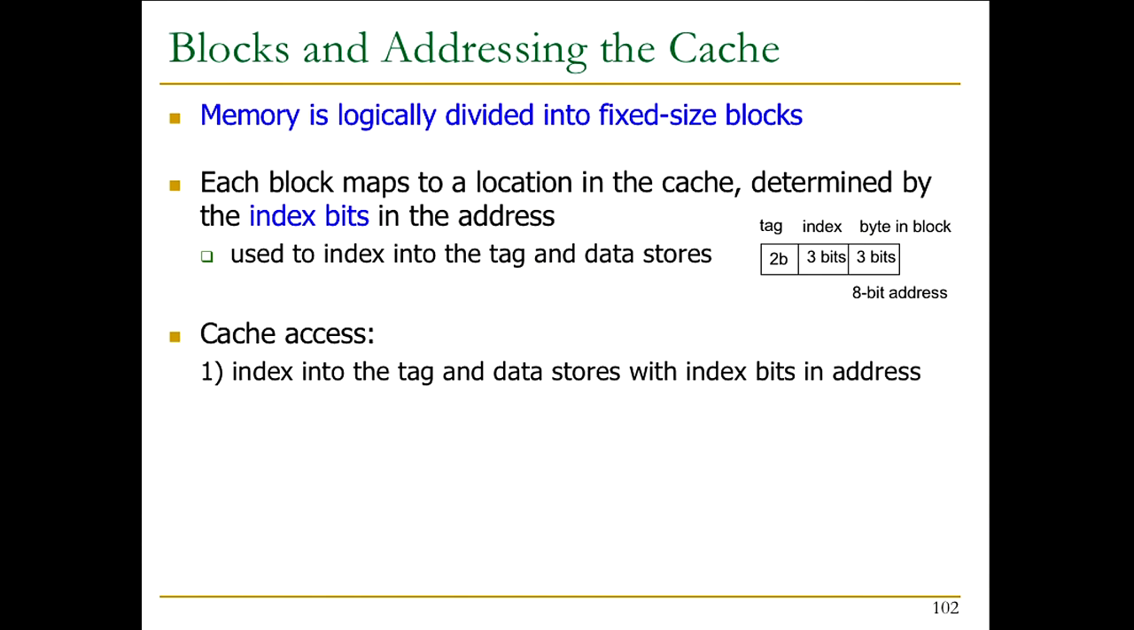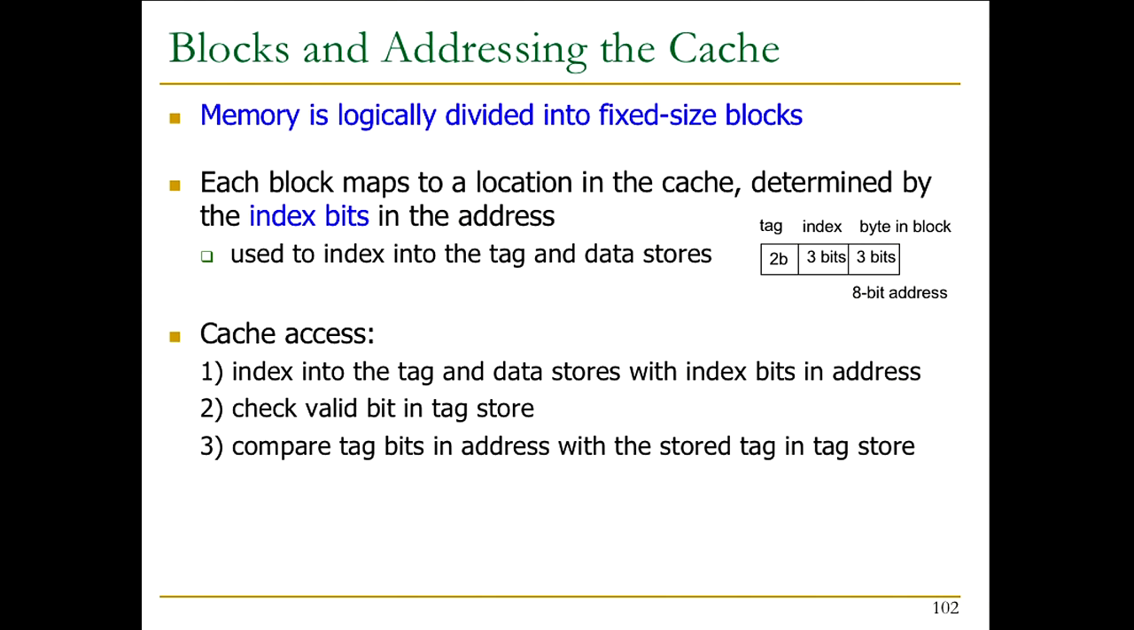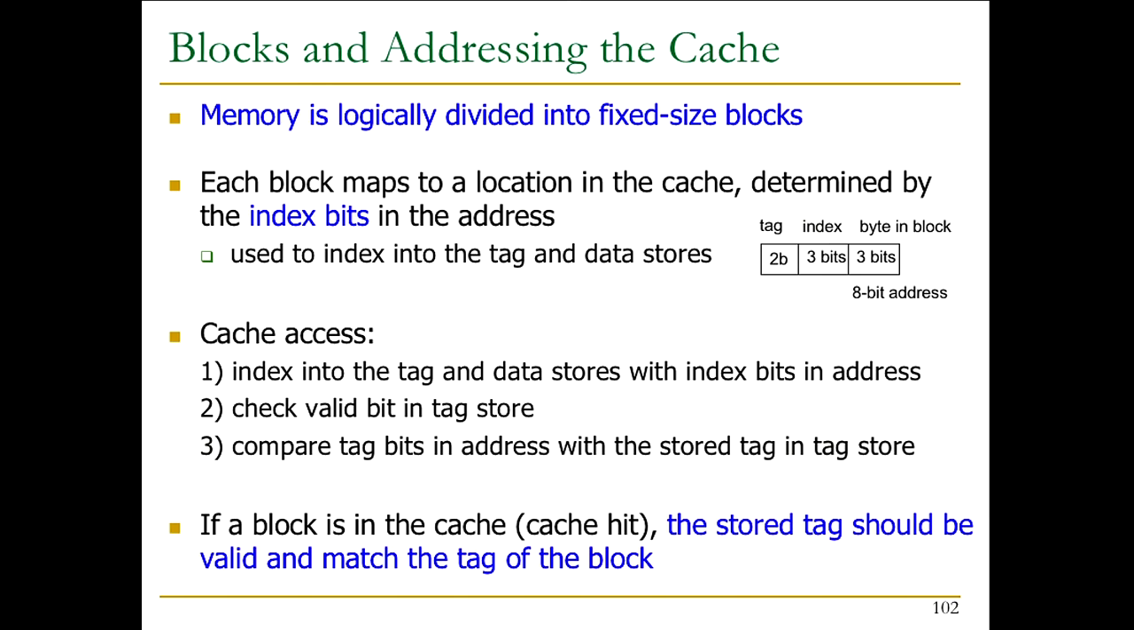So whenever you do a cache access, you first index into the tag and data stores that I've shown you earlier with the index bits. So you use these index bits and index into one of the 8 locations, right? And check the valid bit in the tag store and compare the tag bits in the address with the stored tag in the tag store. That's the idea. Does that make sense to everyone? Is it clear? You've seen this before, hopefully? Okay, that's why I'm going to go through this relatively quickly.